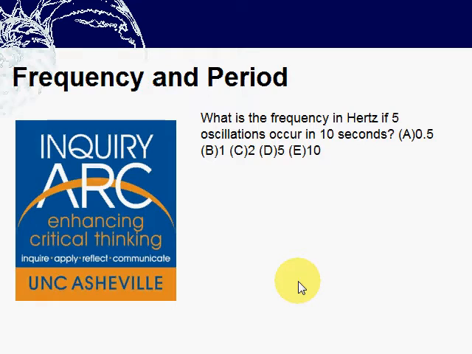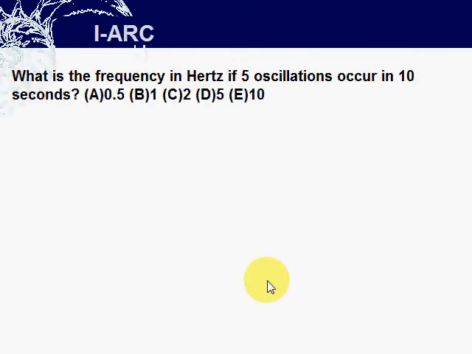We want the frequency in hertz if 5 oscillations occur in 10 seconds, and we have 5 choices. The first step in the inquiry arc, or the IARC model, is to inquire. Make sure you have the right question. And I write down here in symbol form F equals question mark. Since we want it in hertz and per second is the standard, I just write down my frequency, F equals question mark. If you wanted it in per minute or something, then I would put in parentheses an alert for myself that it's not the standard one.